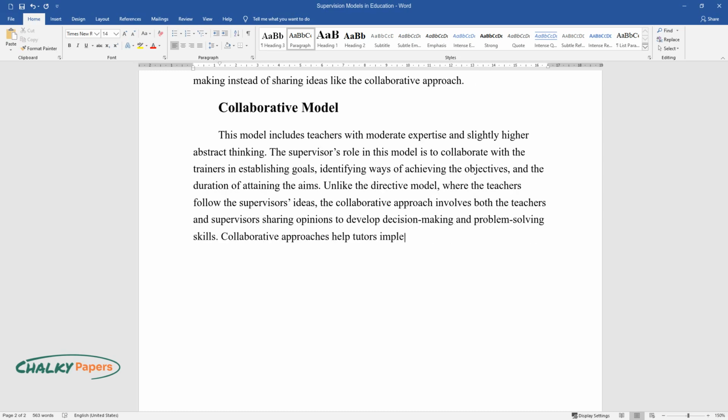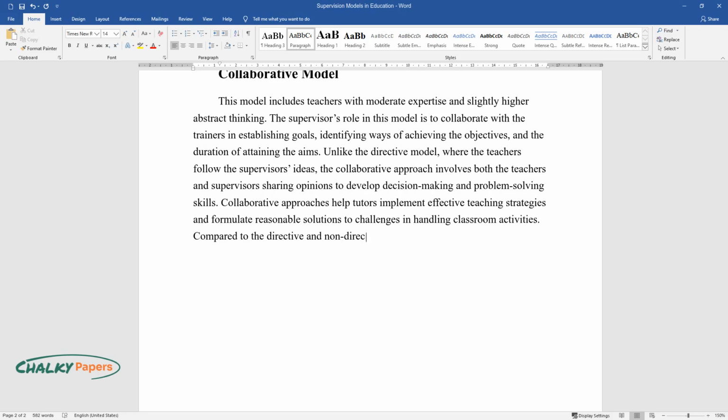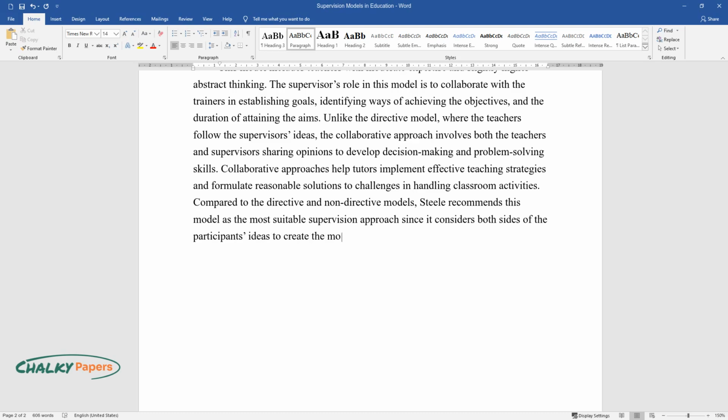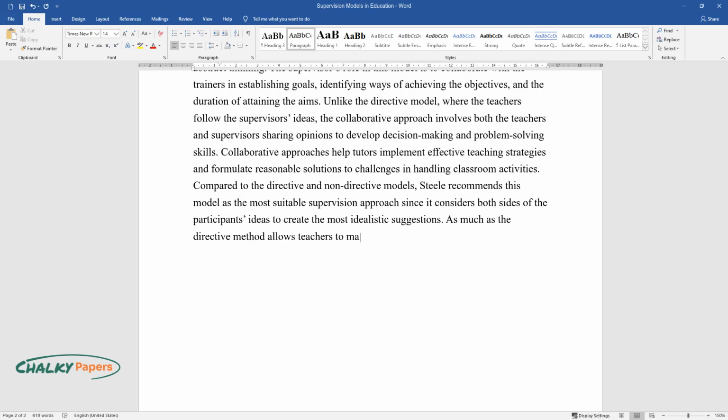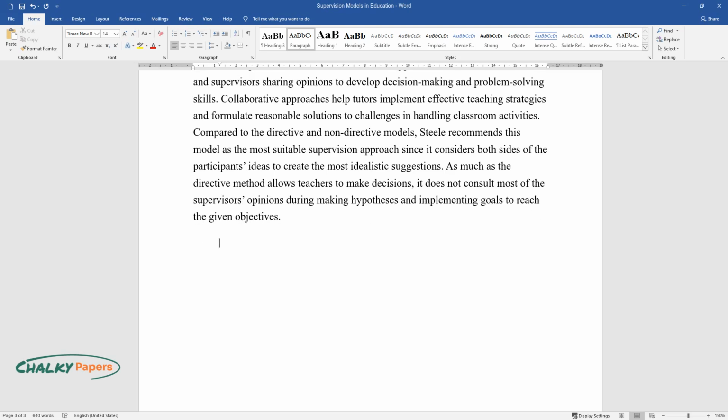Collaborative approaches help tutors implement effective teaching strategies and formulate reasonable solutions to challenges in handling classroom activities. Compared to the directive and non-directive models, Steele recommends this model as the most suitable supervision approach, since it considers both sides of the participants' ideas to create the most idealistic suggestions. As much as the directive method allows teachers to make decisions, it does not consult most of the supervisors' opinions during making hypotheses and implementing goals to reach the given objectives.